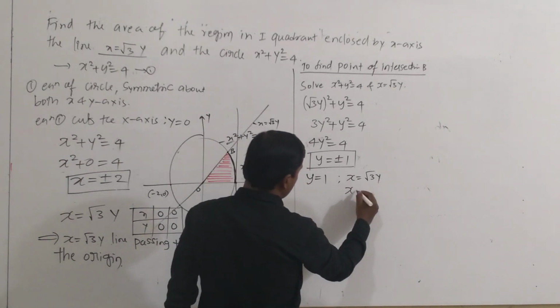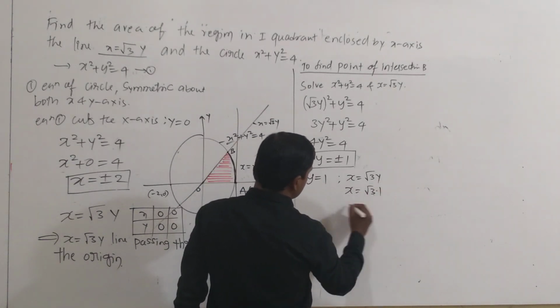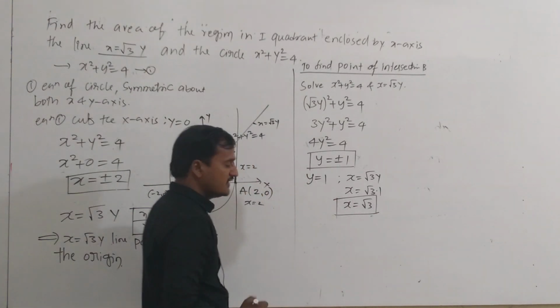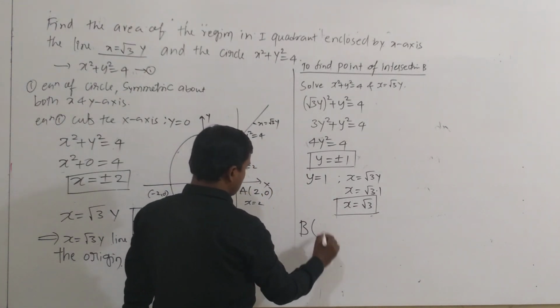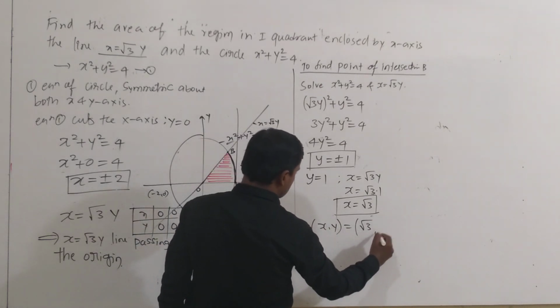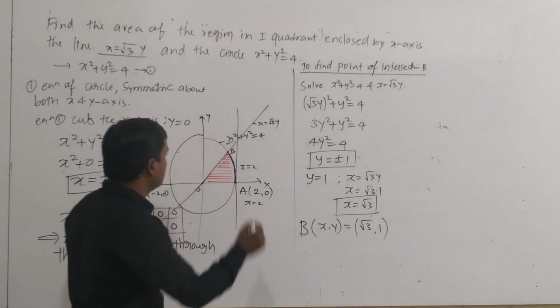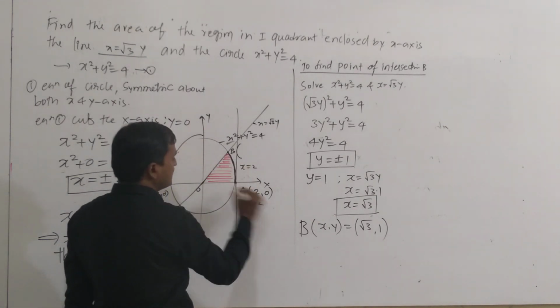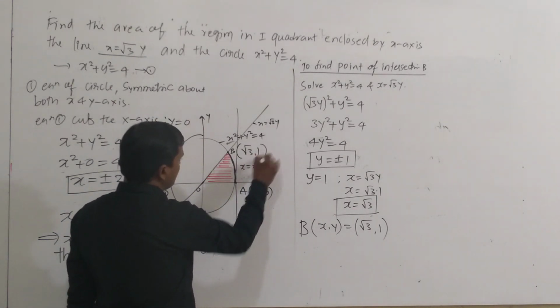So what is the value of y? 1. So therefore what is the value of x? The value of x is root 3. Therefore the point of contact, that is x comma y, is equal to root 3 comma 1. Now this is the point, that point is root 3 comma 1.